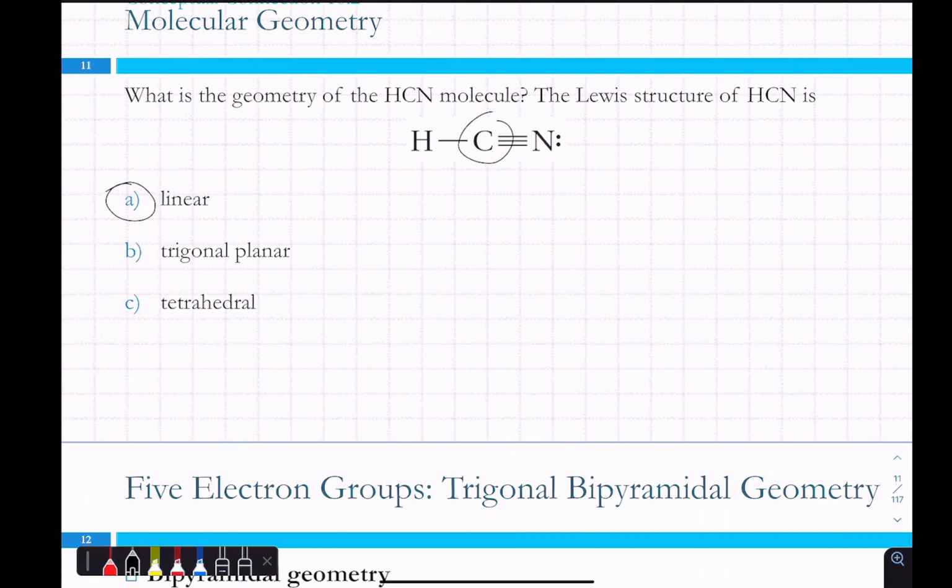If anything, maybe the bond lengths would be a little different compared to just a carbon-nitrogen triple bond by itself or a carbon-hydrogen bond.